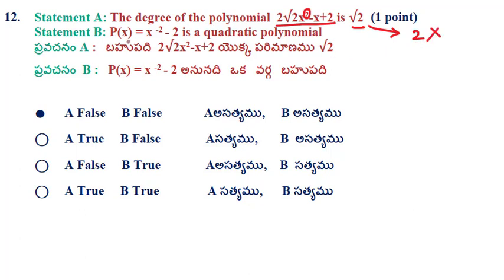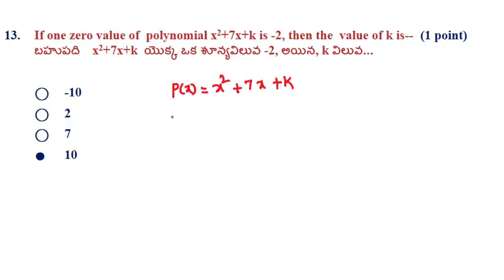Next, let us see statement B. P of x equals x power minus 2 is a quadratic polynomial. Here x has a negative exponent. So we know that only if a variable has a non-negative integer exponent is it a polynomial. It is not a polynomial. So statement B is also false. So both A and B are false.